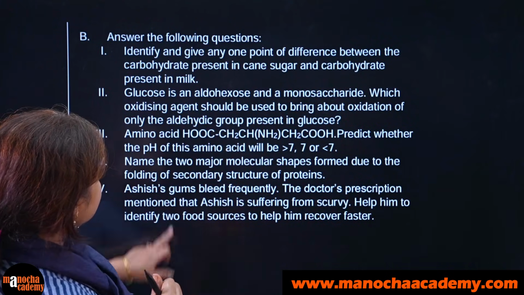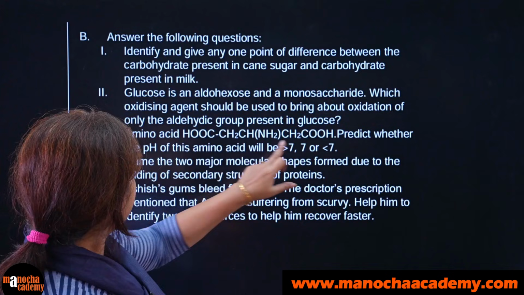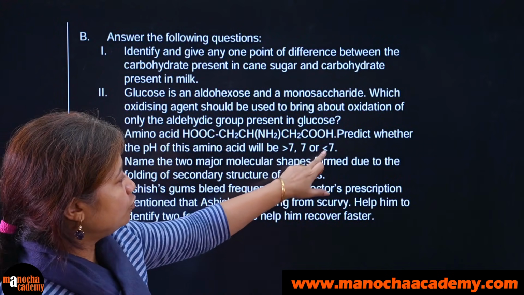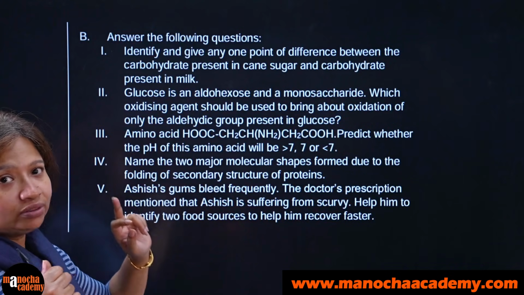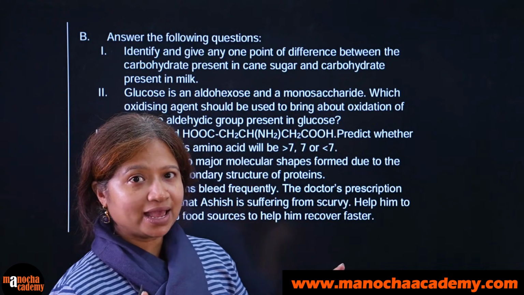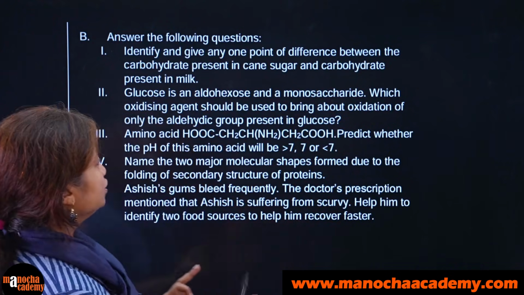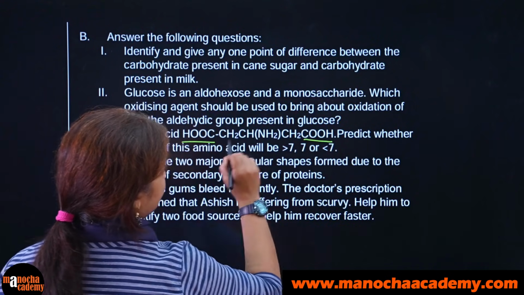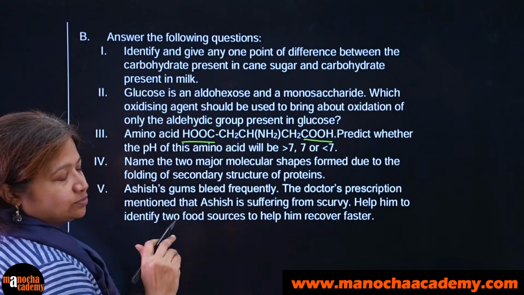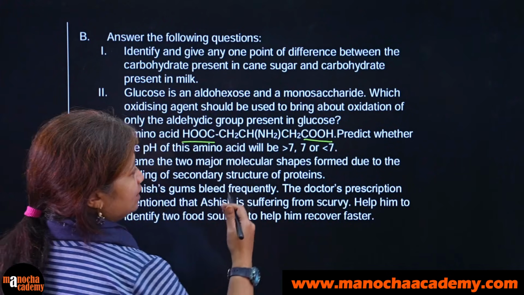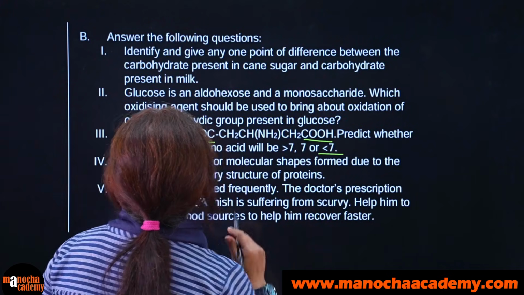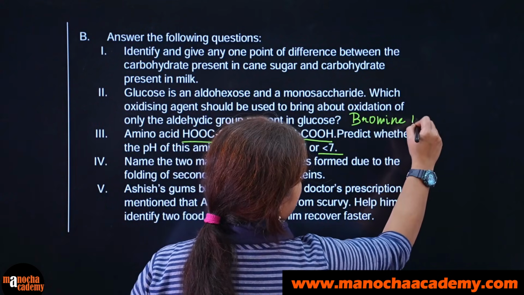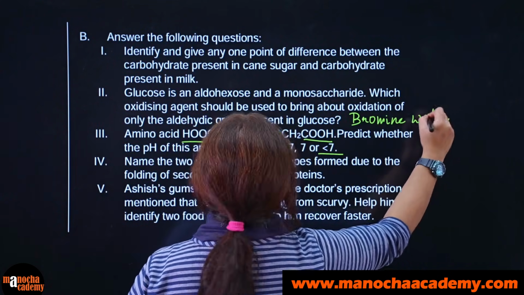Now for the amino acid mentioned here, predict whether the pH of this amino acid will be greater than 7 or less than 7. That depends on the relative number of carboxylic acid groups and NH2 groups present. Here we see there are two carboxylic acid groups, but only one NH2 group, so it's more acidic. So the answer should be less than 7. And here it is bromine water. We have the answers at the back, so we'll see them there only.